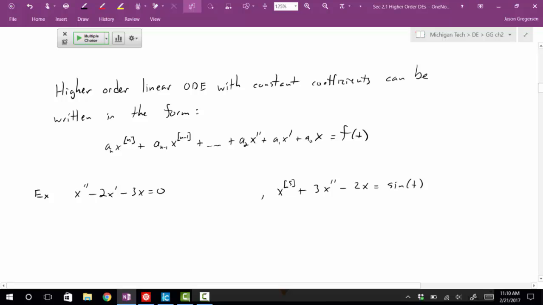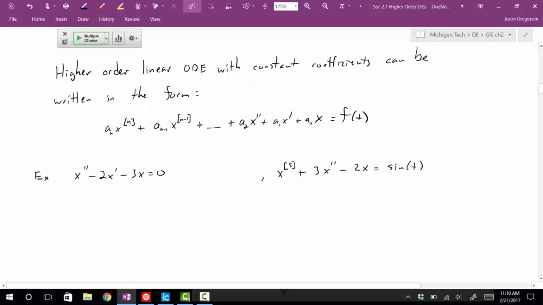And then I have a couple examples here of differential equations that would fit into this group, linear higher order differential equations with constant coefficients. We see the first one here. My coefficients are 1, -2, -3, so all constant values.